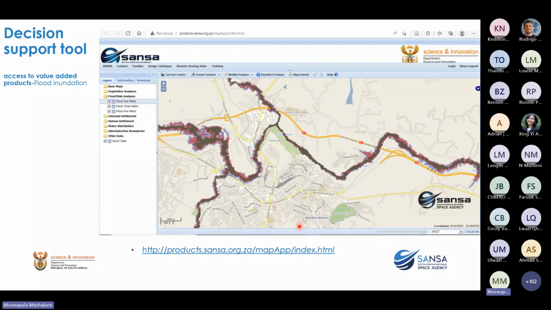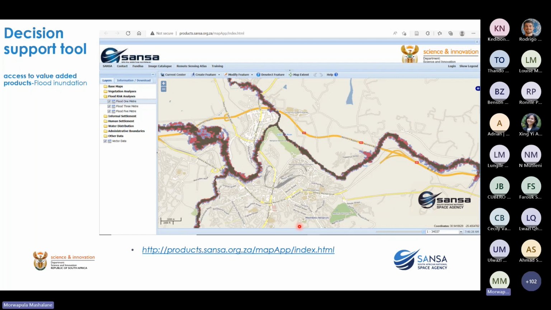We have a decision support tool. On the decision support tool, we've got our base maps. On this one, we've got the flood inundation layer, which shows areas that can potentially be flooded at 1 meter, 3 meter, and 5 meter.